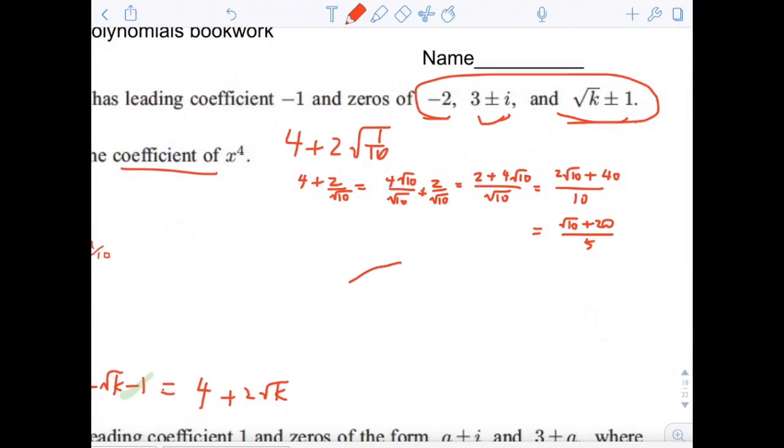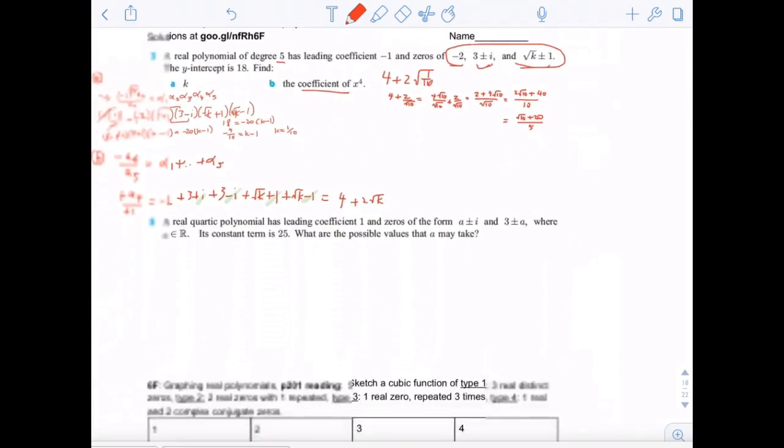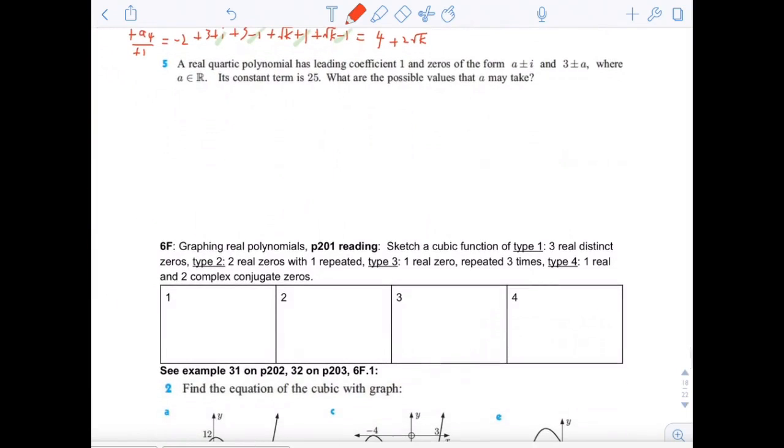Okay, so that was the first problem on the page. Now we're at number 5. A real quadratic polynomial has leading coefficient 1 and zeros of the form a plus or minus i and 3 plus or minus a, where a is from the set of real numbers. Its constant term is 25. What are the possible values that a may take?